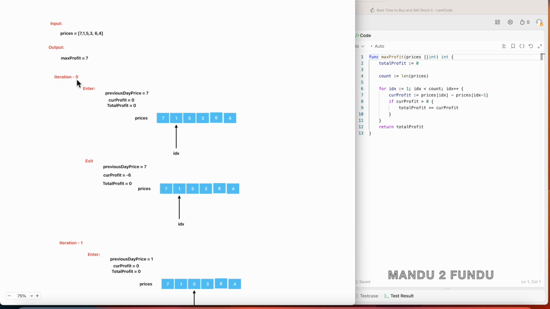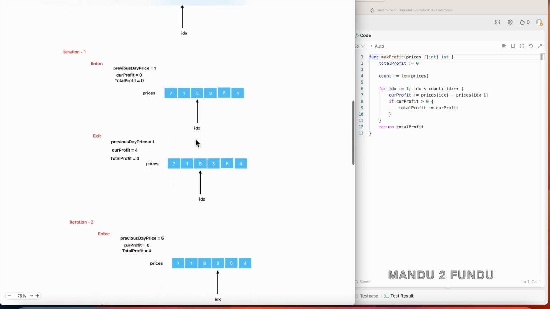So on the 0th iteration, first the previous day price is 7, and the current profit is 0 and the total profit is 0. So when we compare these two prices, it's 1 minus 7, which is minus 6, so it is a loss. So we skip this trade and move on to the next iteration.